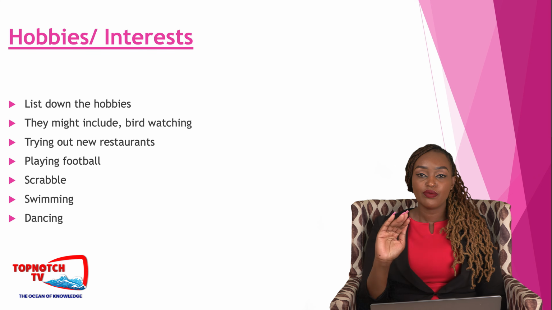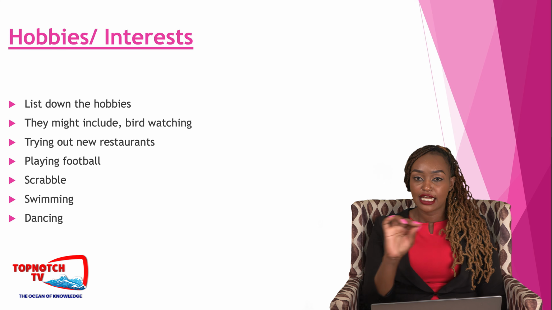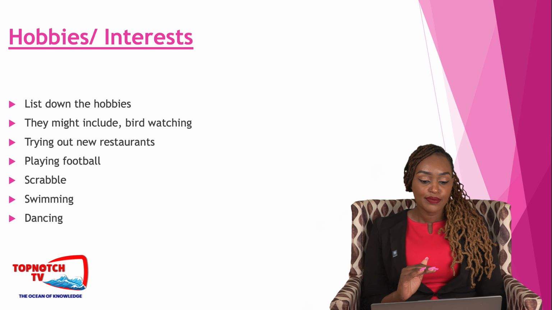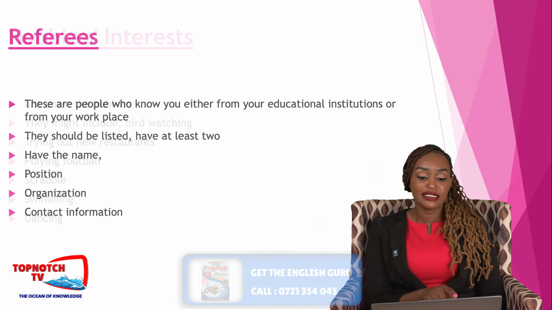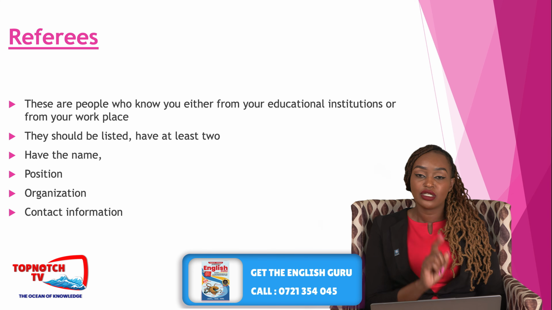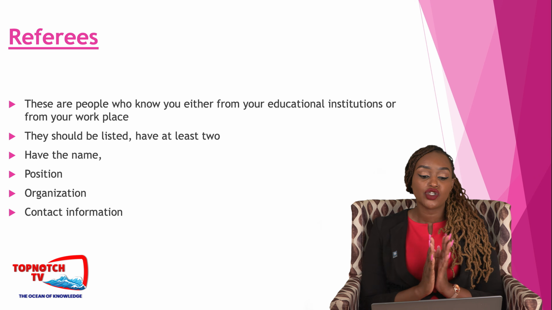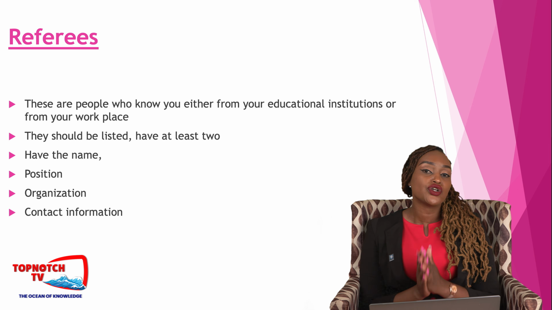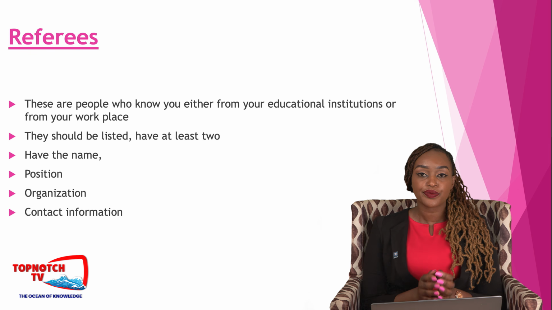So you're done with the hobbies, capital H underlined, listed up to 4. Then you go to the next item, referees. So you skip a line and then you start at the margin, capital R, underline, and then start listing. How do you list? How do you ensure that you give complete information about your referee?